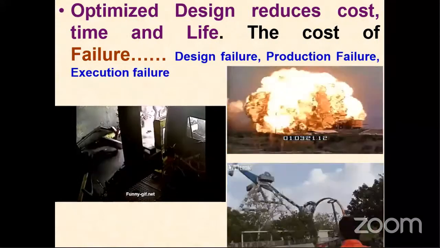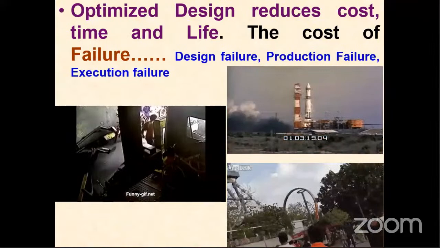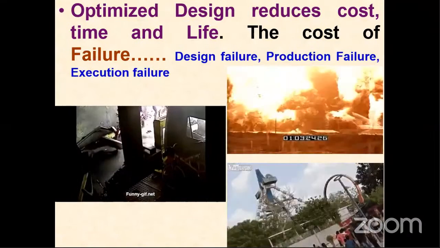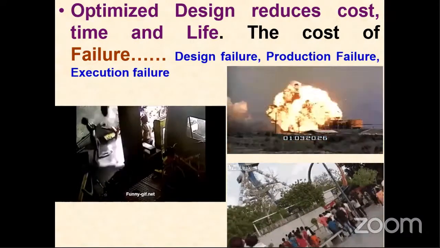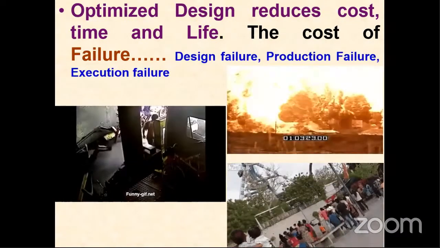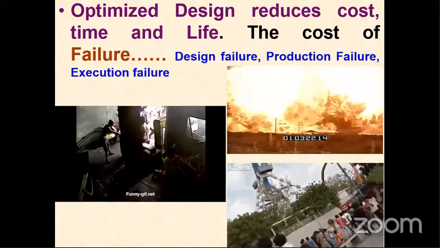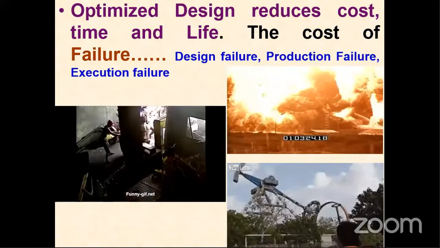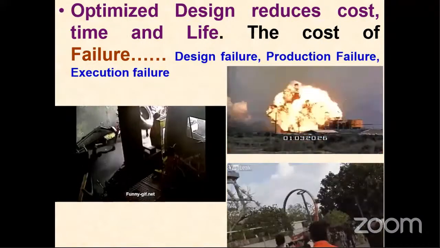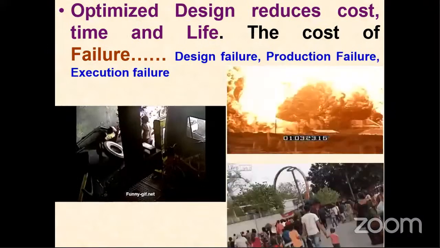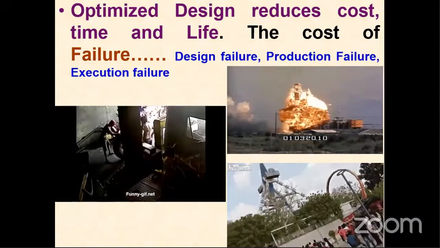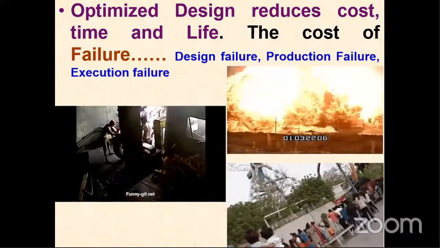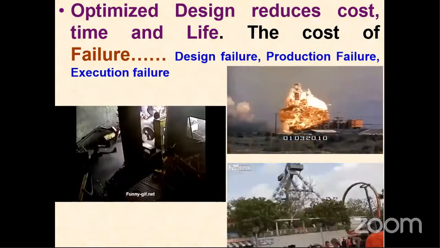An optimized design reduces cost, time and life loss. See, normally our ancestors or seniors used to say, learn discipline first. Education comes on its own. The point is, if you could inculcate quality right from the beginning of an engineering product, from the design stage, the paper stage itself, then your product service will be very nice. Otherwise, things will be disastrous.